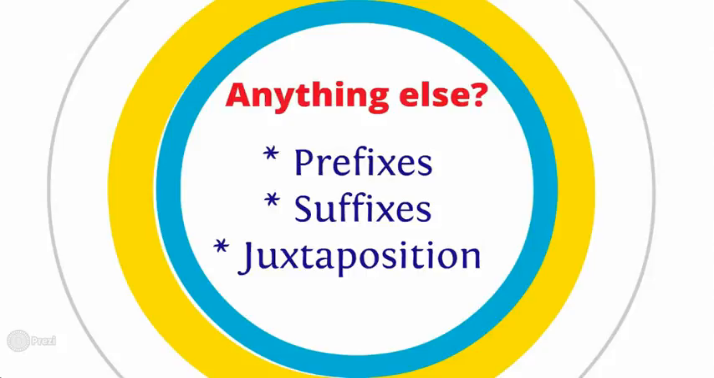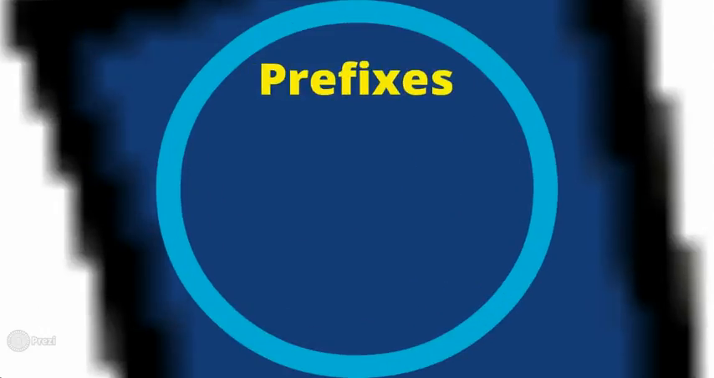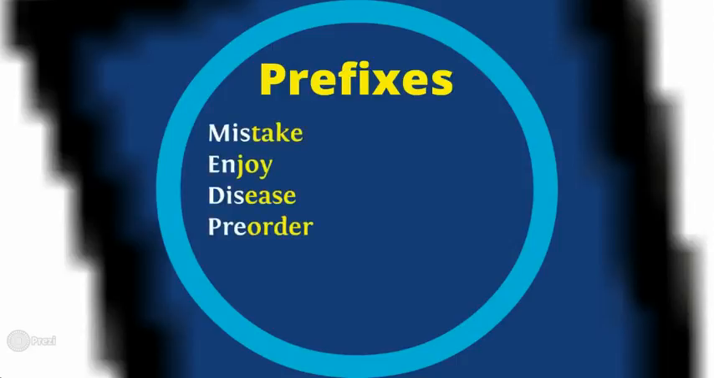Of course, we have prefixes, suffixes, and even juxtapositions. When we are dealing with prefixes, prefixes are like little pieces of a word that are included at the beginning of a root word. For example, here we have the words mistake, enjoy, disease, and pre-order, being in this case the prefixes mis, en, dis, and pre.